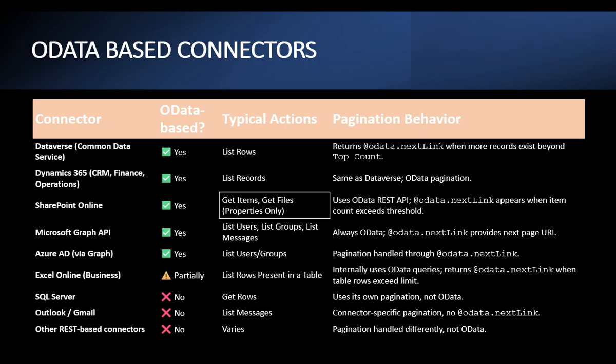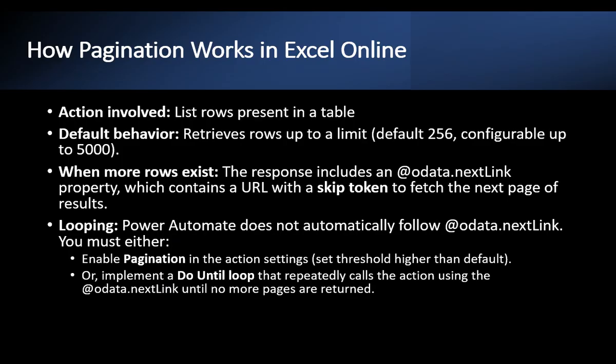Okay, so more details on that. I have put this through so that it is in one place and very handy to refer to later. This is how pagination works in Excel Online. We can use OData next link, or we can enable pagination in the action settings. But the preferred way is to implement a do until loop so that you have more control over the pagination. This is the first option, and this is the second option.